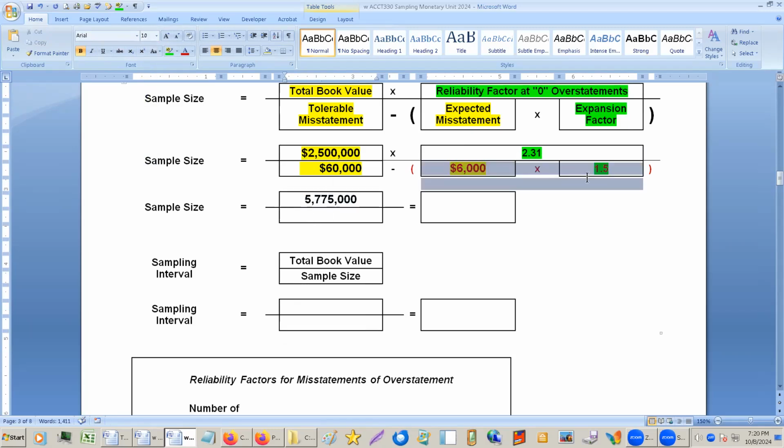All right, now we're going to multiply this first. So 6,000 times 1.5, what is that, 9? So 60,000 minus 9 is 51,000. Why are these showing up little? They're showing up as little numbers. All right, so this will give us our number of items we have to pick.